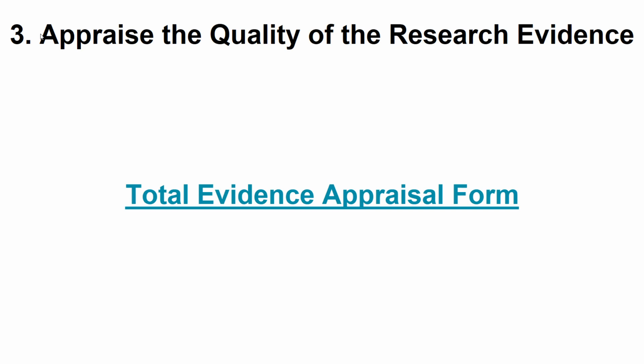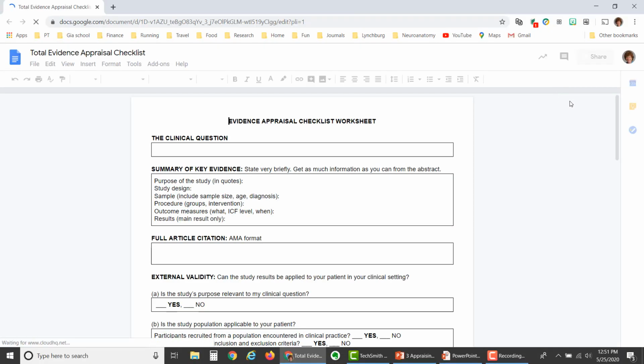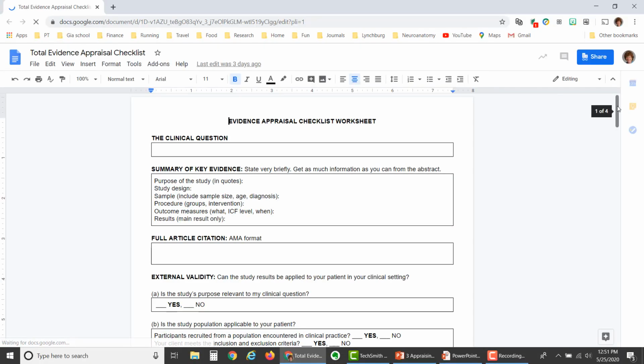Now, moving on to step 3 of the evidence-based practice model. We want to appraise the quality of the research evidence. This is what we're going to be doing all semester. We're going to be appraising lots of research evidence, looking at lots of ways to work with patients in your future. To do this, there's a total evidence appraisal form, and if I open that form of the evidence appraisal checklist, this is the checklist in its entirety.